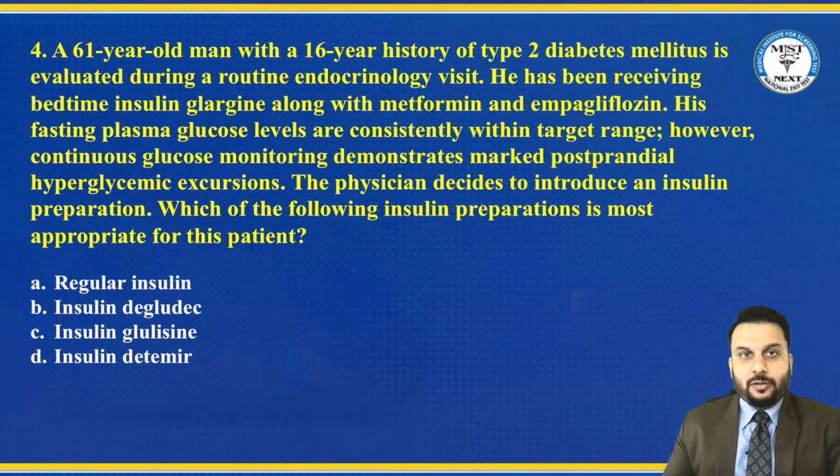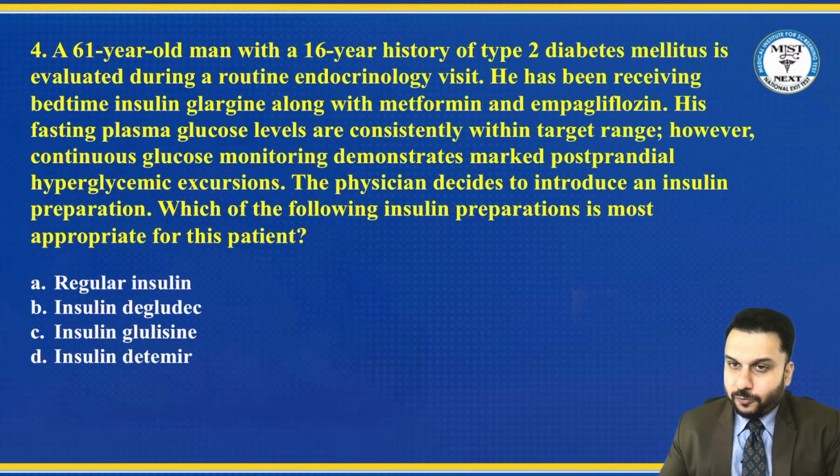Next is a 61-year-old man with a 16-year history of type 2 diabetes mellitus who is evaluated during a routine endocrinology visit. He has been receiving bedtime insulin glargine along with metformin and empagliflozin. His fasting plasma glucose levels are consistently within the target range. However, continuous glucose monitoring demonstrates marked postprandial hyperglycemic excursions. The physician decides to introduce an insulin preparation. Which of the following insulin preparations is most appropriate for this patient? Okay, once again, giving you a few seconds to think through.